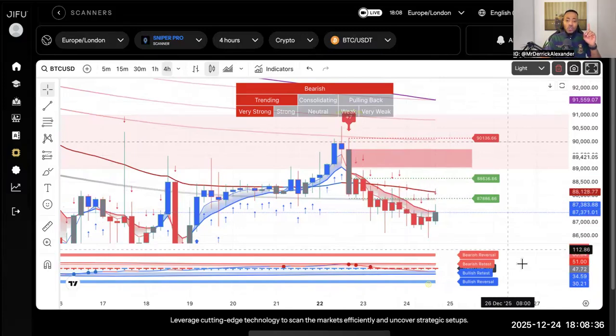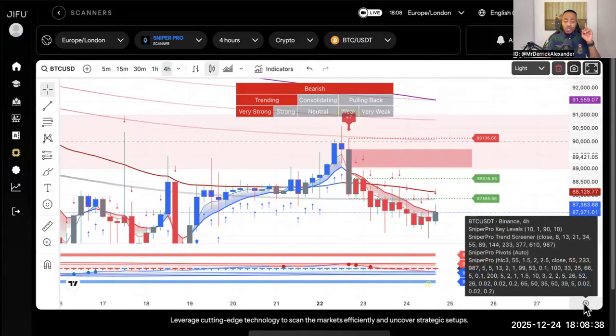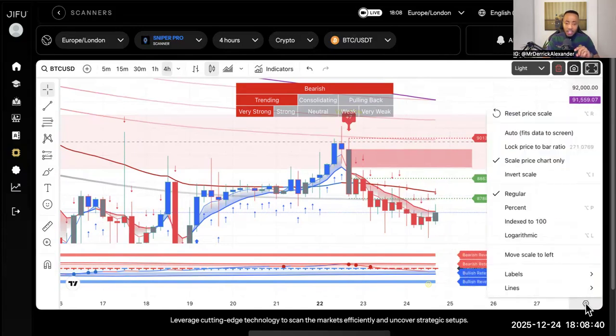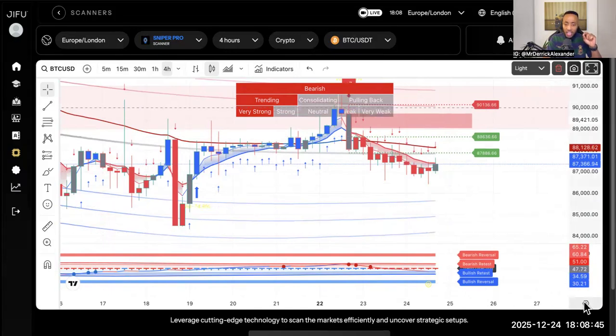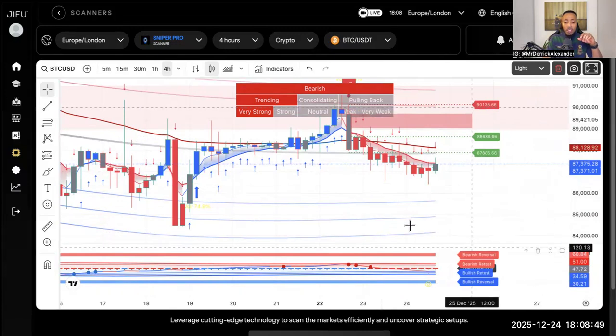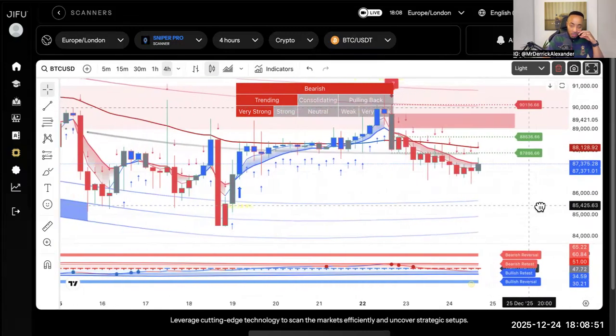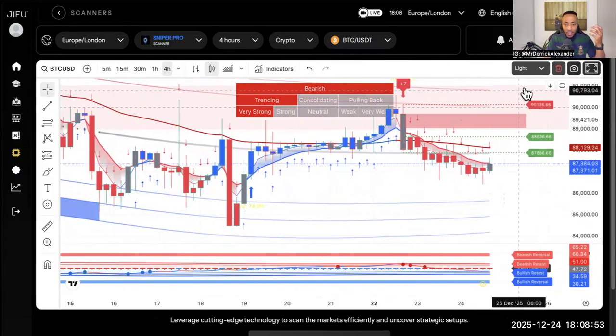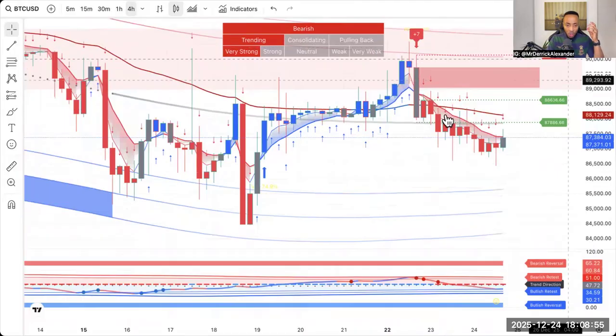Just be mindful when you are trading on Sniper Pro, make sure you click on this cog icon here, click on auto, fit data to screen, and you also click on scale price chart only, all right? Just to make sure that your chart is set up the right way. Now we've identified our trend. I'll go through it again.